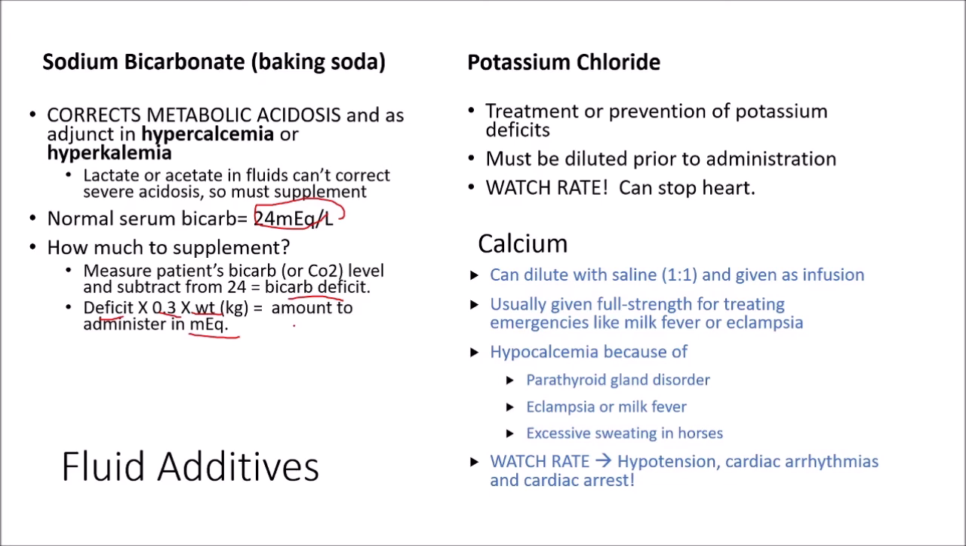Calcium, we can dilute with saline 1:1, so half and half, to give us a solution. It's usually given full strength for treating emergencies like milk fever or eclampsia. If they have hypocalcemia because of a parathyroid gland disorder, eclampsia or milk fever, or excessive sweating in horses, that's when we use calcium. But we do have to watch the rate. Again, it can cause hypotension, cardiac arrhythmias, and even cardiac arrest.